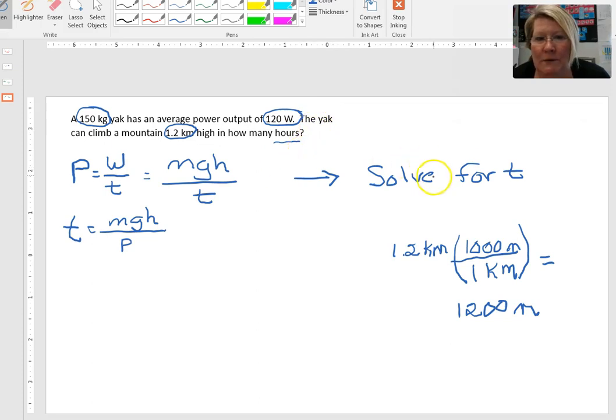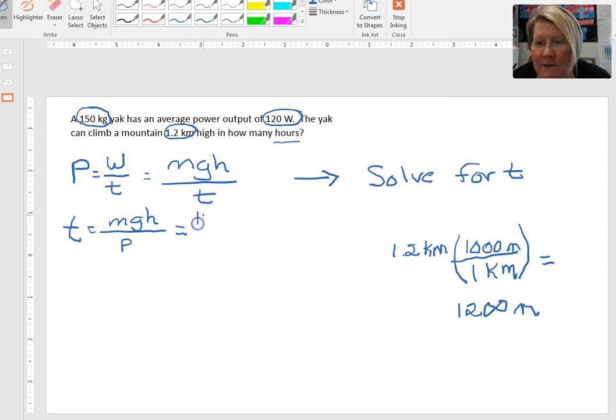Now, the next step I would do in solving for t is rearrange the equation so that t is isolated. So we get time is equal to mass times gravity times height divided by power when we rearrange this formula here. Notice also that for work we have substituted in mgh because we're working against gravity. So it's not force times distance, but mass times gravity times height. So let's go ahead. I think we're ready to put some numbers in here.